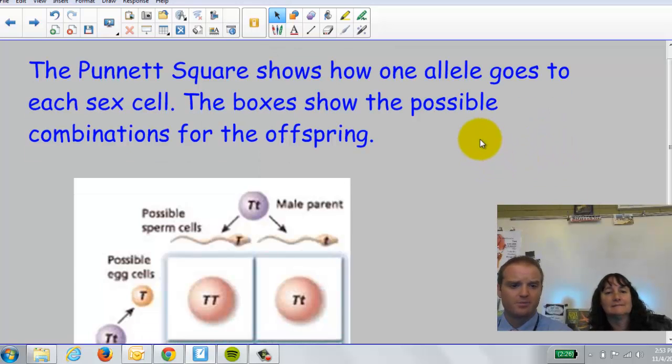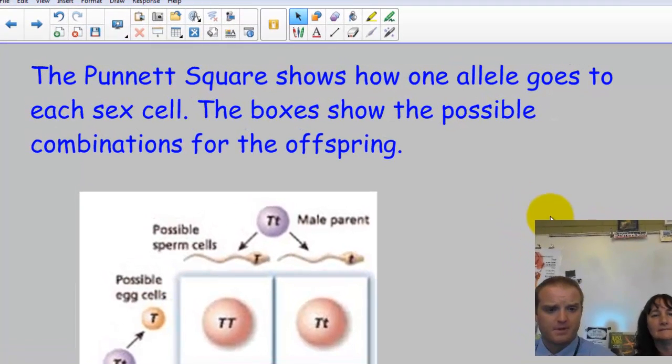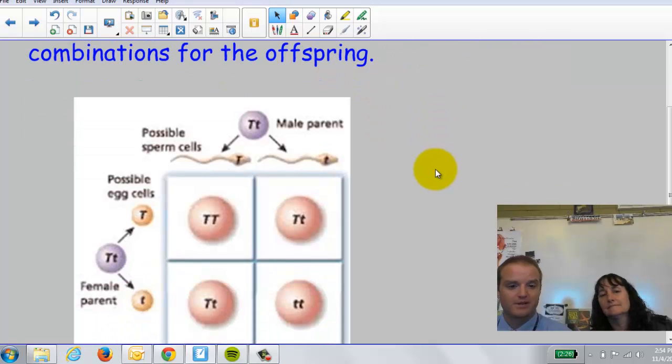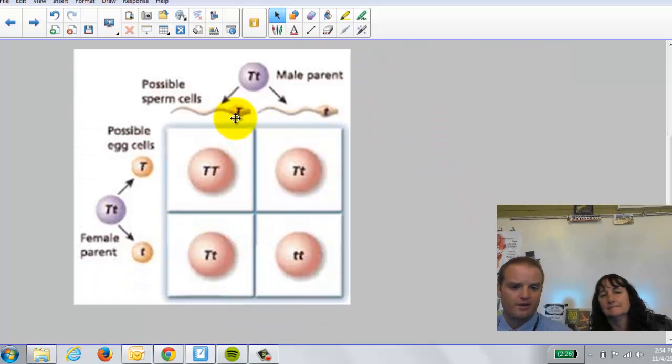And we'll show more of that here in a minute. But now if we looked at it in a Punnett square form, the Punnett square shows how one allele goes to each sex cell, and so then possibly to each offspring. So the boxes show the possible combinations of the offspring. If we have a recessive allele here, and it looks like a hybrid, they're heterozygous, we can see the chances of that trait being passed on in that Punnett square form. And that just puts into the Punnett square form what we've been talking about, that half of the DNA is going to go to the offspring.